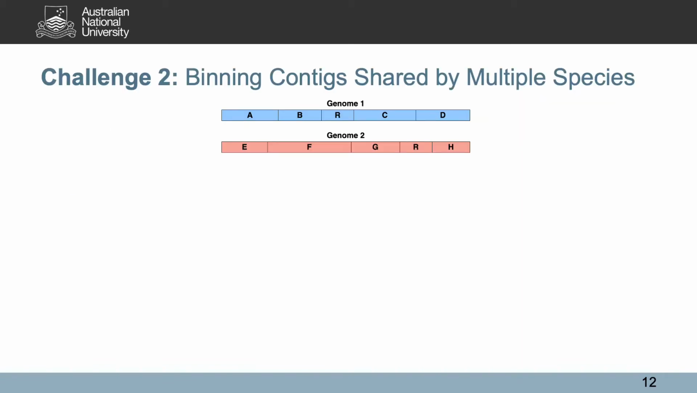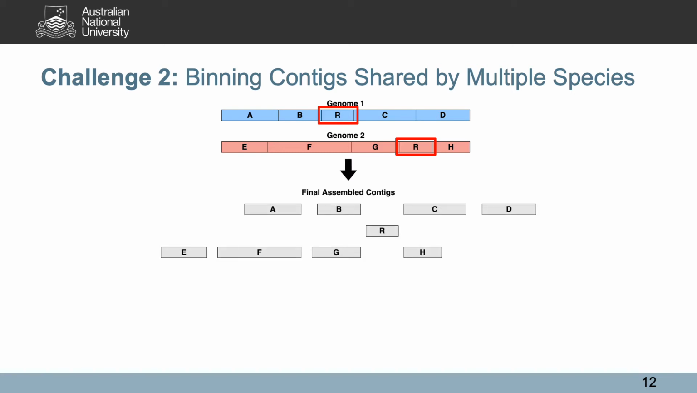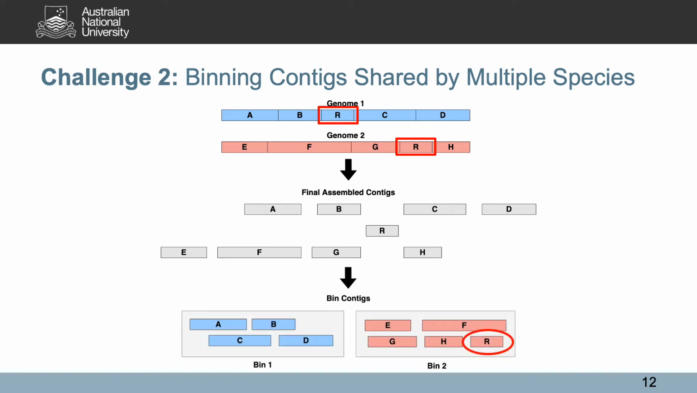The second challenge is binning contigs shared by multiple species. Different bacterial genomes in a metagenomic sample may share similar genes and genomic regions. For example, let's consider that we have two genomes which have a shared region R and reads are obtained from them. We can assemble the reads to obtain the contigs. However, majority of the existing binning tools will assign this contig with the shared region into one bin.